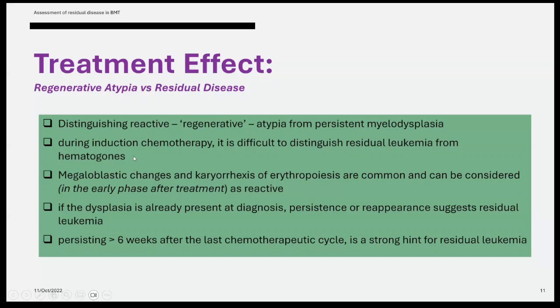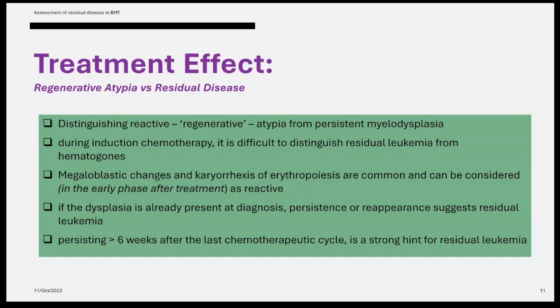With the TDT pattern, it's difficult to differentiate residual disease from florid hematogones. Please monitor. And then megaloblastic changes and karyorrhexis of erythropoiesis are common and can be considered reactive in the early phase of treatment.